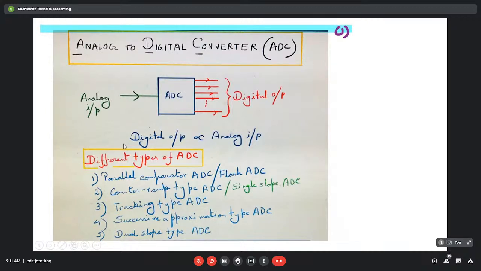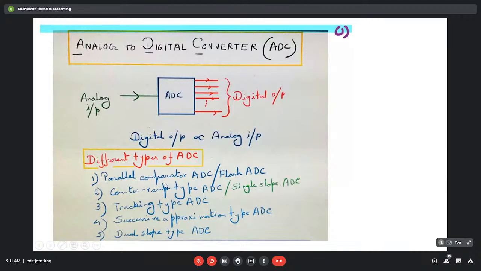So here, how do we know that it is working as an ADC? Obviously, when the digital output is proportional to the analog input, that is, it is connected through some proportionality constant. That constant can be the internal gain of this system and some others also. So basically the relation is that the digital output is proportional to what has been given in the input, that is the analog input.